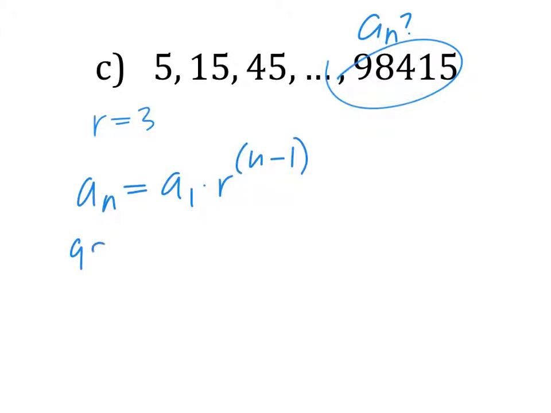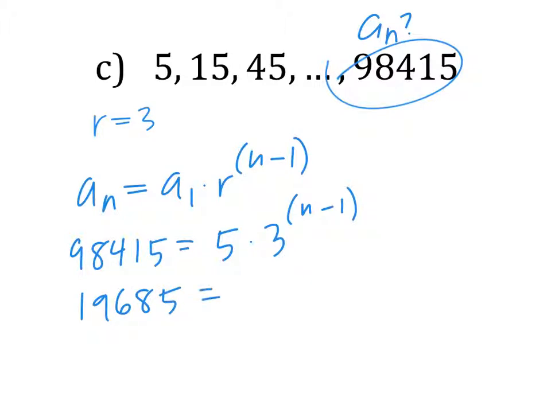So 98415 equals 5 times 3 to the n minus 1. Okay, what should we do to solve this for n? Divide by 5. Divide by 5, we get 19685 equals 3 to the n minus 1. Okay, at this time, what should we do to get n down? Or how do you want to solve it?